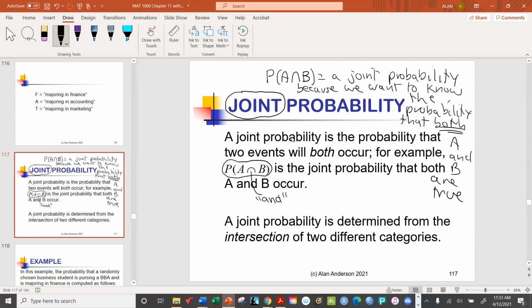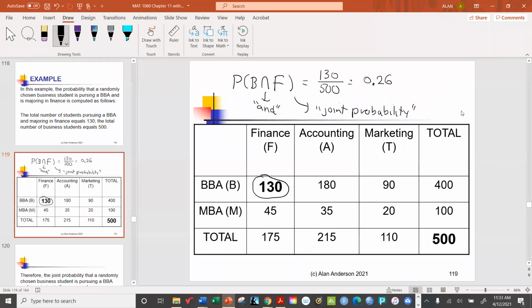Good question. Okay, so let's look at our table again, and you'll notice something interesting. If you look at the intersection of the row for bachelor's degree students and the column for finance majors, look at this. 130 students fall into both categories. They're both finance majors and they're getting their bachelor's degree. So therefore, 130 students fall into this category out of 500 for the entire business school. So this probability is actually 130 out of 500.